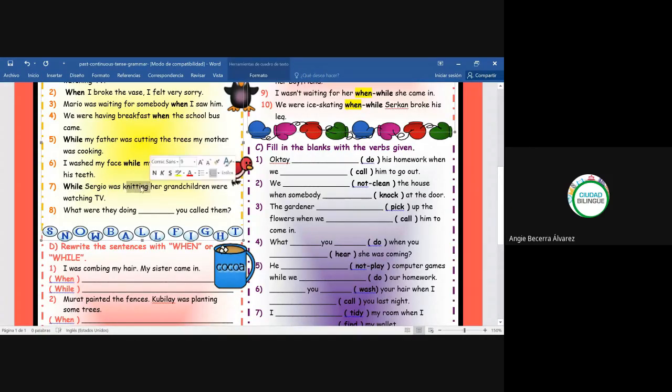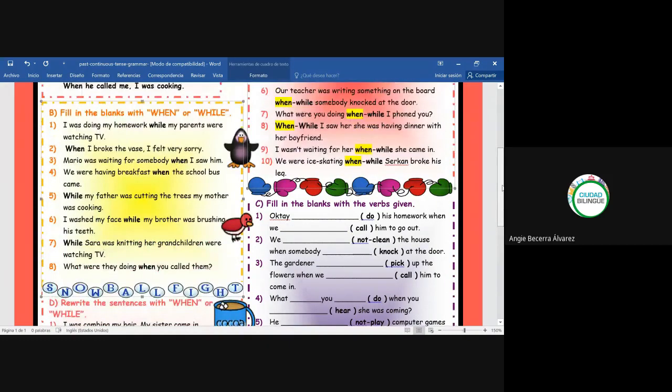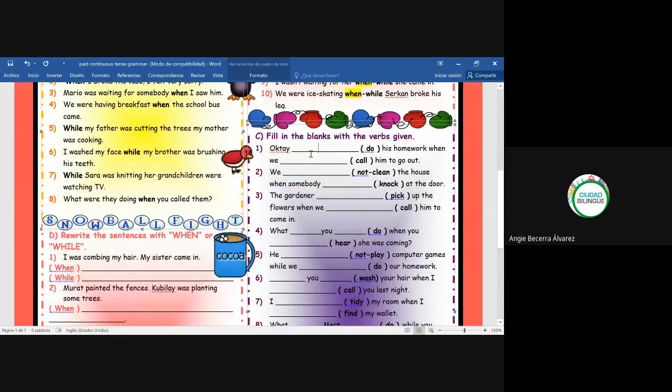Do you know what is knitting? No. Knitting is tejer, okay? Perfect. And the last one, Jamie. What were they doing? You called them. Perfect. When? So what were they doing when you called them? Very good. So now we are going to pass to here. And what we are going to do is fill the blanks with the verbs given in the brackets here. And we're going to put it in past continuous, okay?